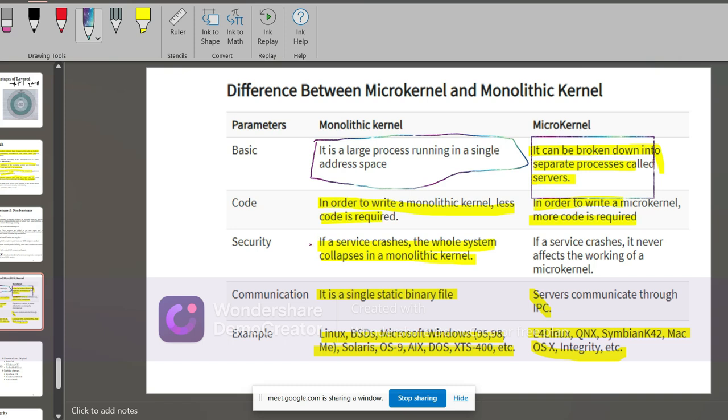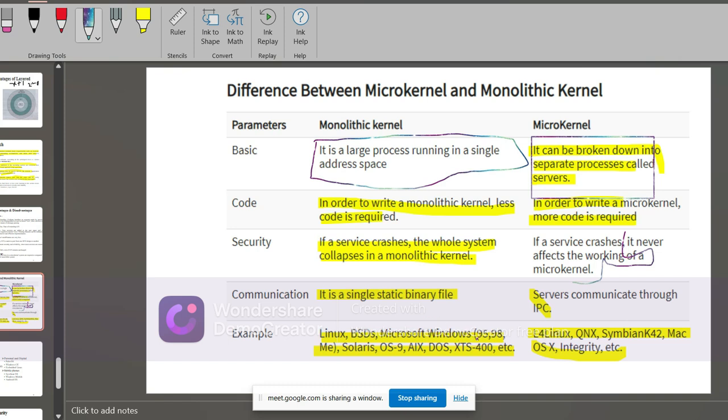Next, talking about security. If a service crashes, the whole system collapses in a monolithic kernel because everything is available in kernel mode only. If any service crashes, that means it collapses the entire system. In a microkernel, it never affects the working of the microkernel because a few parts execute in user space and a few in kernel space. In communication, a single static binary file is available in a monolithic kernel. In a microkernel, communication is done through inter-process communication.